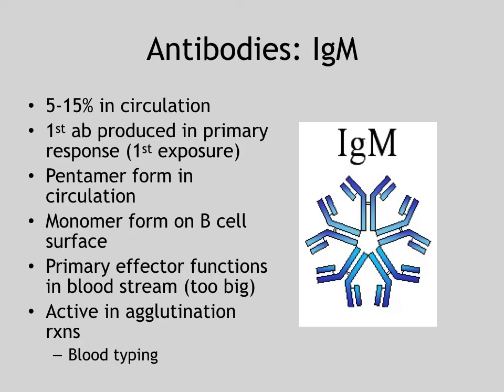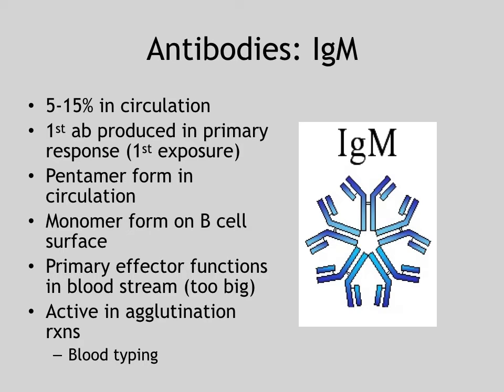They are very large, they can't leave the bloodstream, and they are used in agglutination reactions. So IgM antibodies are what are used when you blood type. We make antibody A, those are IgM antibodies. Antibody B, those are IgM antibodies. A significant characteristic of IgMs is that they are the very first antibody produced the very first time you are exposed to a pathogen.